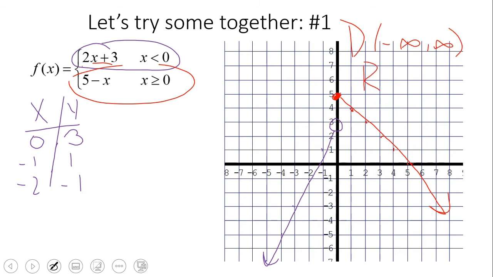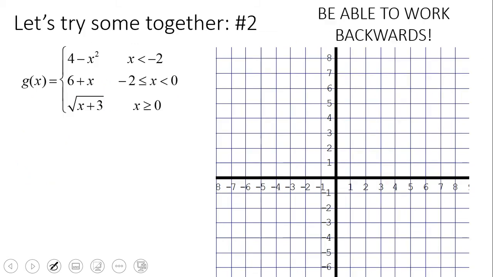Let's talk about the range. So for the range, the highest value that is reached by either function is 5. Because it's a closed circle, we're going to use a bracket. And then because it goes down, down, down, we're going to say that the range is -infinity to 5. And we're going to use a bracket on the 5. Again, you should always be using interval notation, and your infinities, positive or negative, always get parentheses.